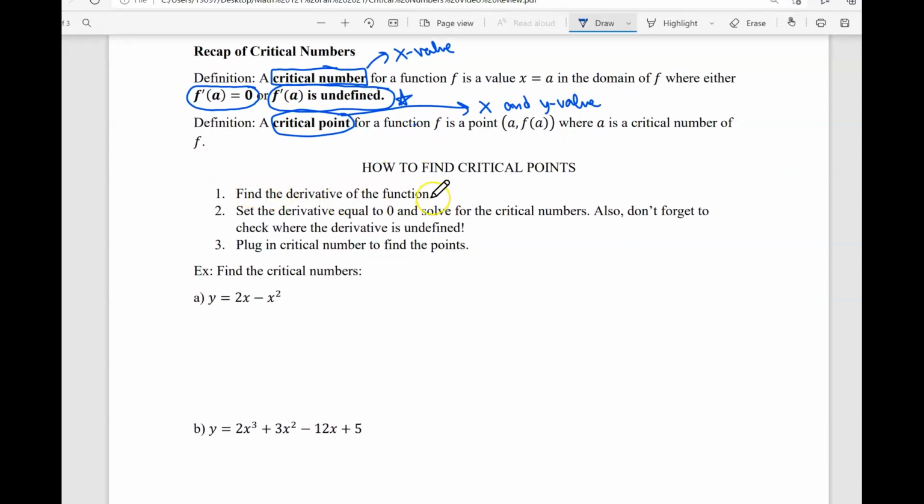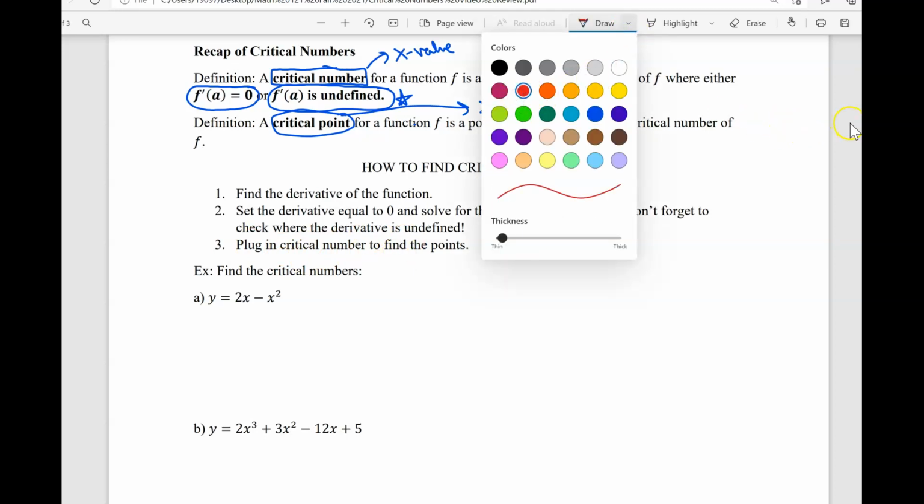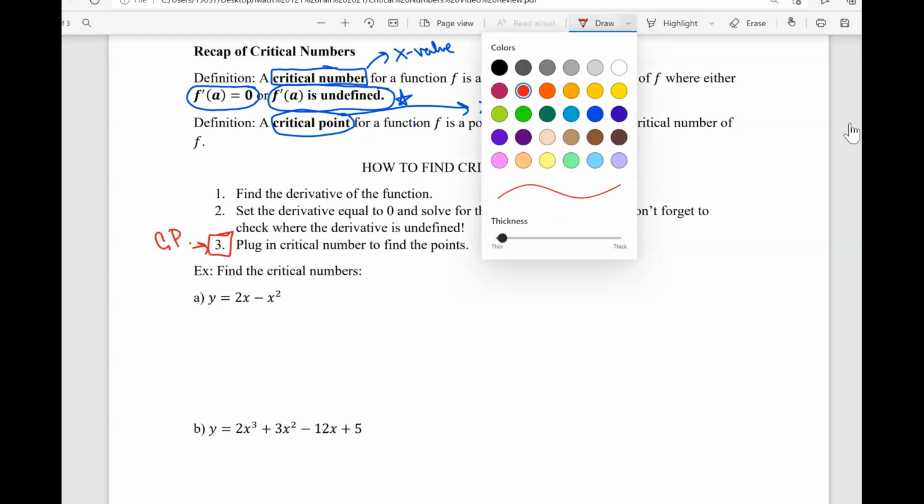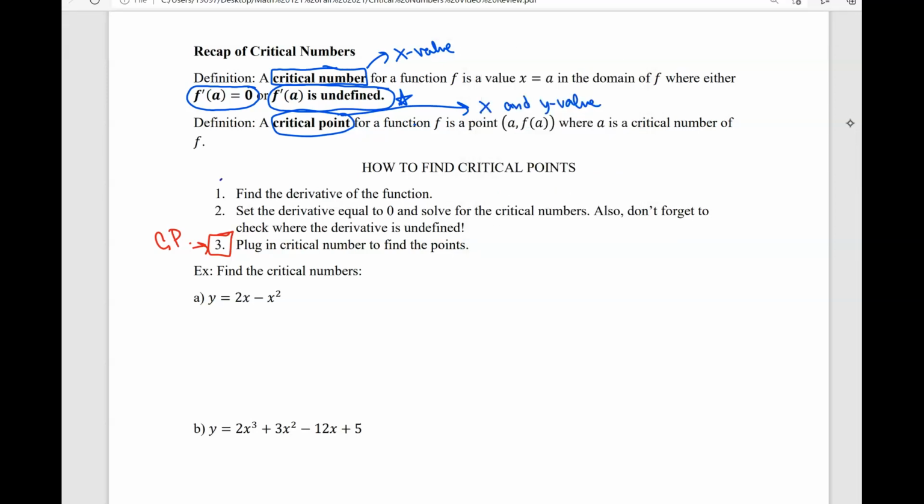We want to find the derivative of the function. We want to set the derivative equal to 0 and solve for the critical numbers. So don't forget to check where the derivative is undefined. And also plug in the critical number to find the point. Now this third step is not optional, but if they specifically ask you for the critical point, then you do have to do step number 3. If they are asking you for the critical number, then you just do steps 1 and 2.